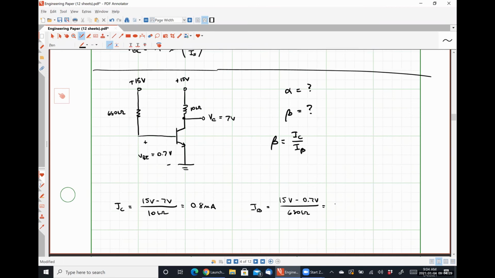This comes out to be 21.029 microamps, which gives us a beta of 38.042. And in turn, alpha, which is beta over beta plus 1, is 0.97.